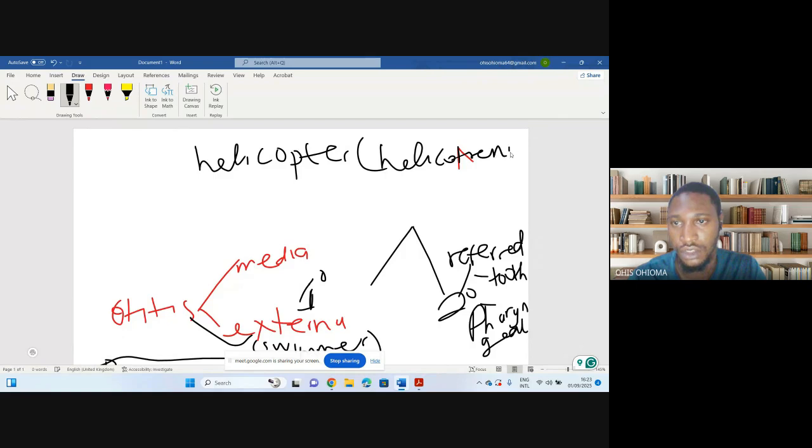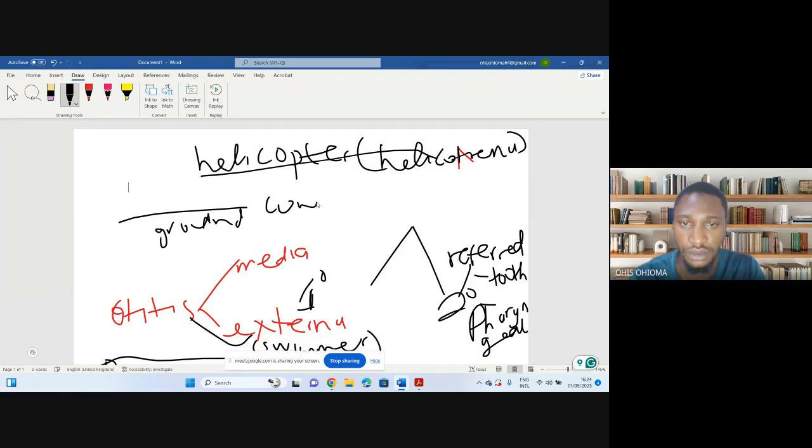The helicotrema. A helicopter has a base, so that means it's on the ground. It's low. So usually the helicotrema, if it's damaged, affects low frequency sounds. So a way to remember it is when you think of the helicopter, you remember that it's on the ground, and so low frequency sounds are affected first, right?